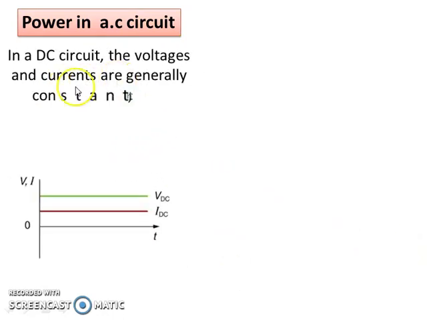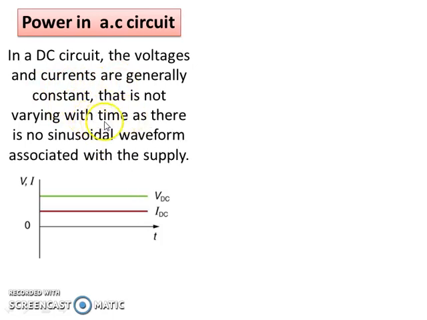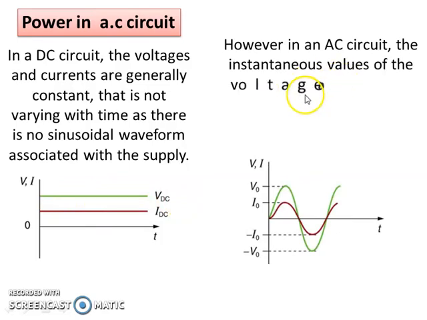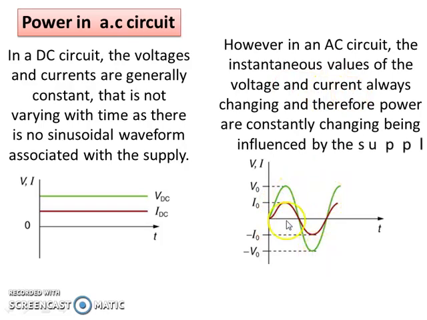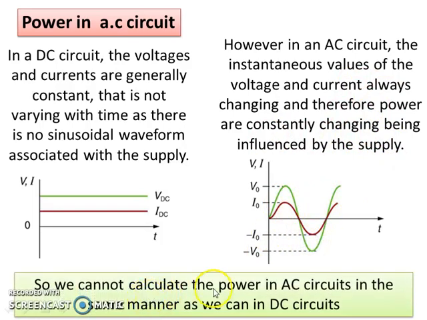In a DC circuit, the voltage and current are generally constant, that is, not varying with time, as there is no sinusoidal form, just a straight line here. However, in an AC circuit, the instantaneous values of voltage and current are always changing, shown by the sine graph here. And therefore power is constantly changing, being influenced by the supply. So we cannot calculate the power in AC circuits in the same manner as we can in a DC circuit.